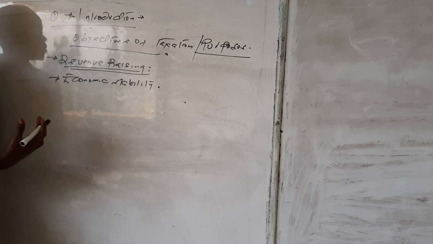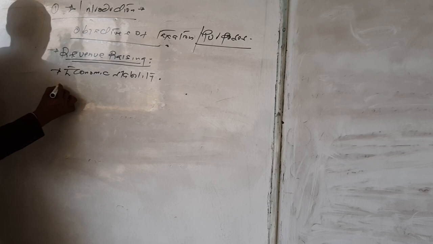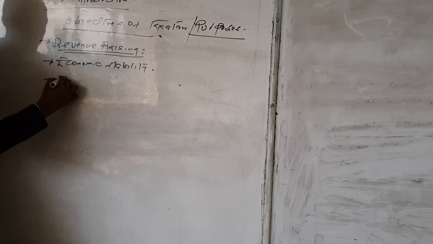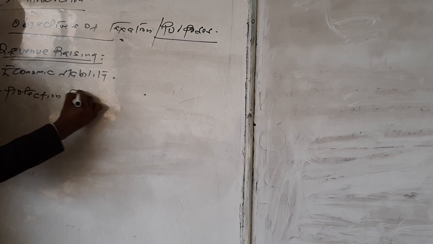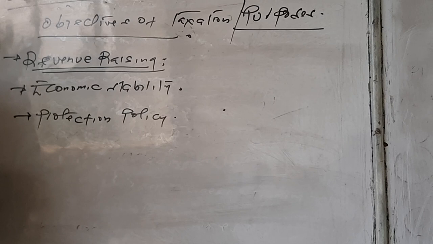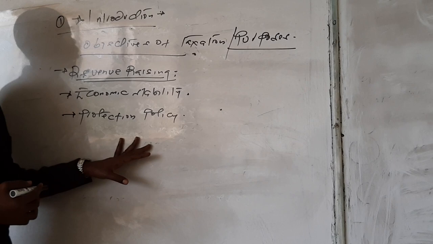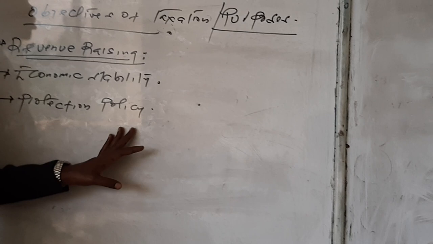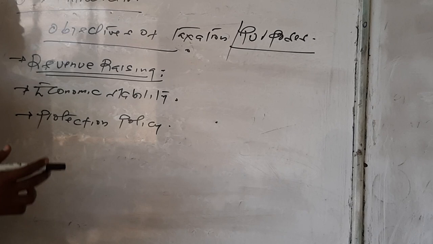The third objective is protection policy. Here the government has the policy of protecting some industries or commodities produced in the country. This is like protection of infant industries or local industries. So taxes may be imposed to implement such a policy.